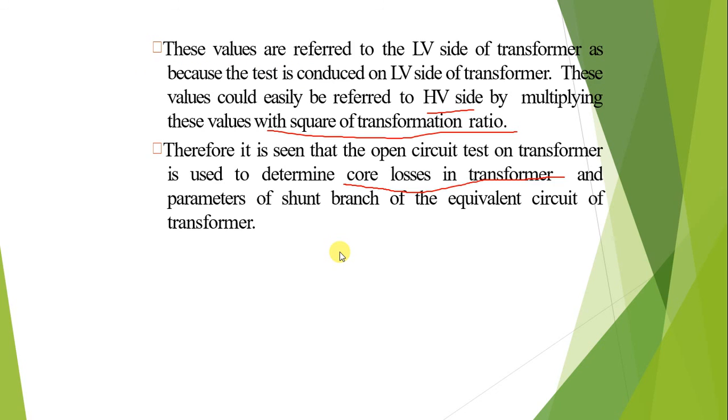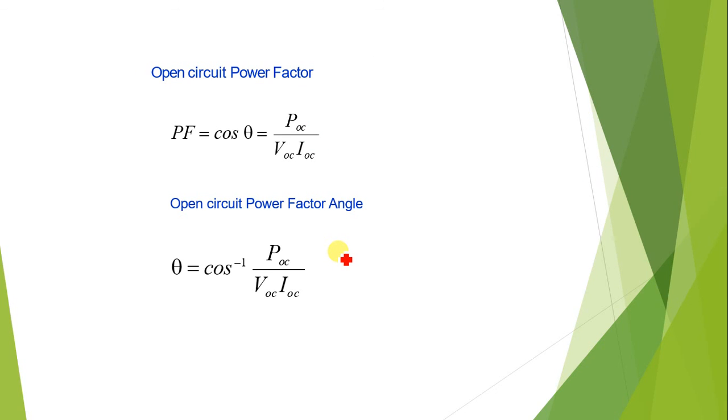So how to calculate power factor in open circuit test? Cos theta is POC by VOC into IOC. So theta is equal to cos inverse of POC by VOC into IOC. This is what we have done in the experiment also.